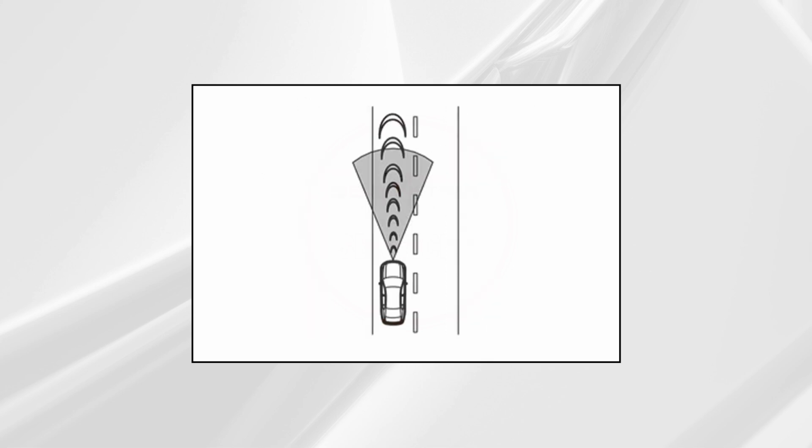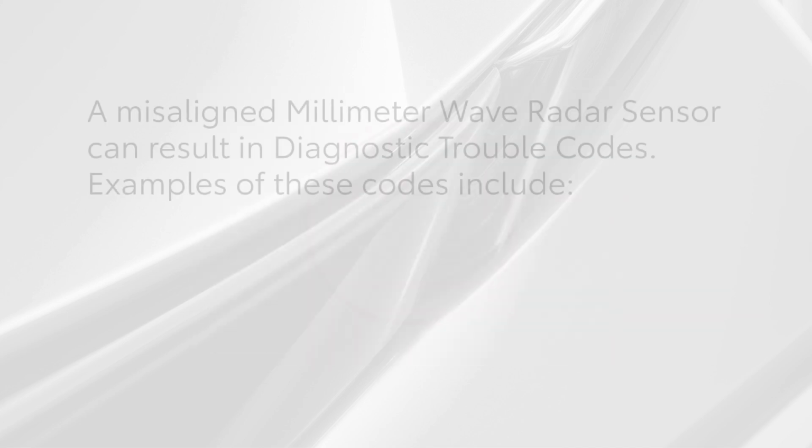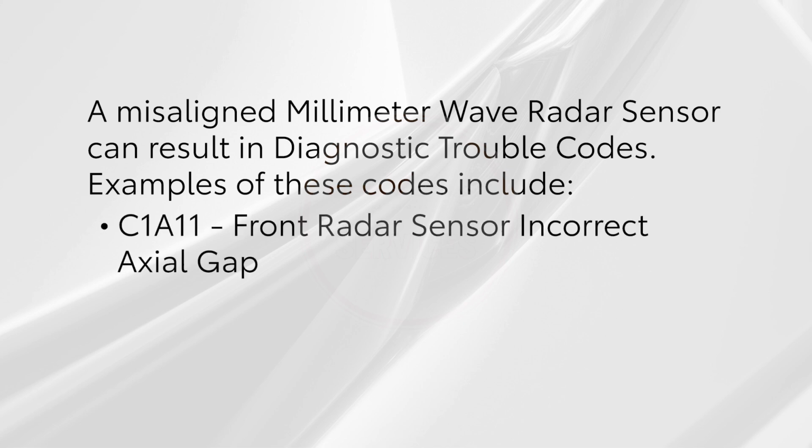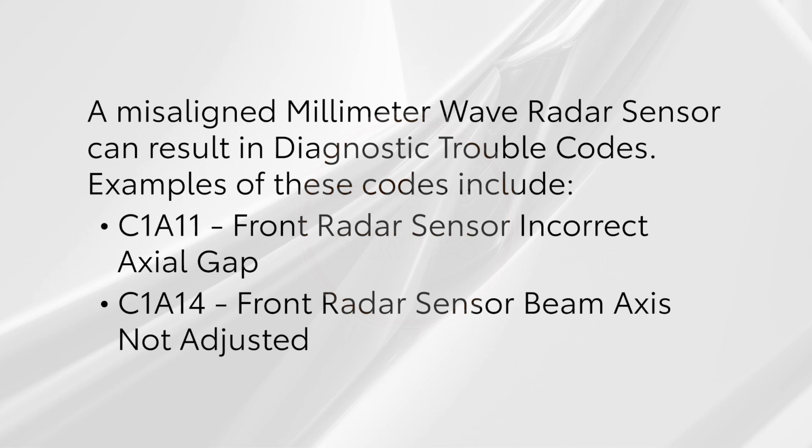The millimeter wave radar sensor assembly performs self-diagnosis to check if the sensor beam axis has deviated when the vehicle is being driven in a straight line. A misaligned millimeter wave radar sensor can result in diagnostic trouble codes. Examples of these include C1A11, front radar sensor incorrect axial gap, C1A14, front radar sensor beam axis not adjusted. After installing a new millimeter wave radar sensor assembly, sensor beam axis adjustment must be performed.